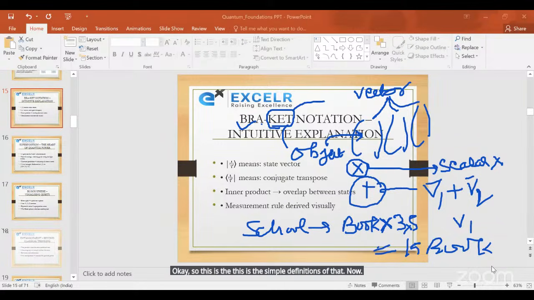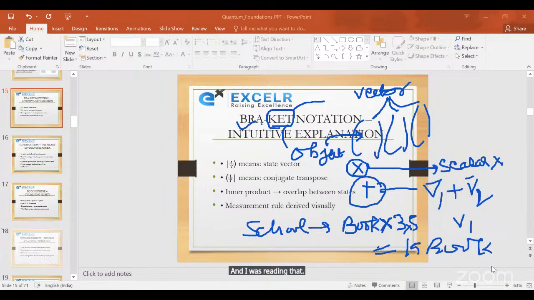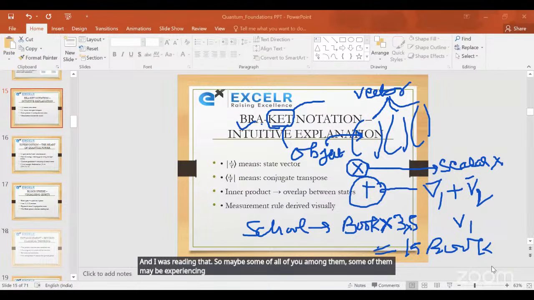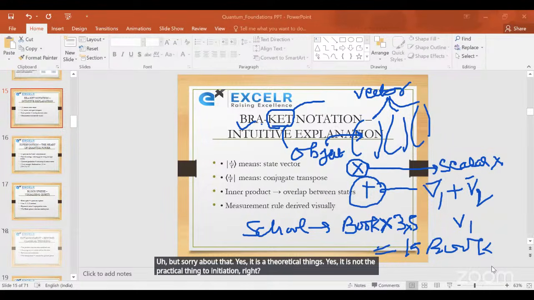Now, why am I telling you this? It's not core mathematics. We have to apply these concepts. Yesterday I was reading some of the feedback, and maybe some of you are experiencing that it's tending towards the theoretical side. Yes, it is theoretical, it is not the practical thing to begin with, right? Quantum computation starts from the theory. It starts from the theory.